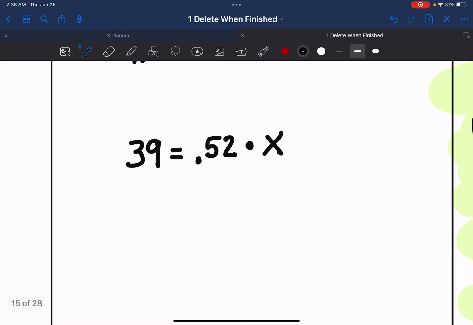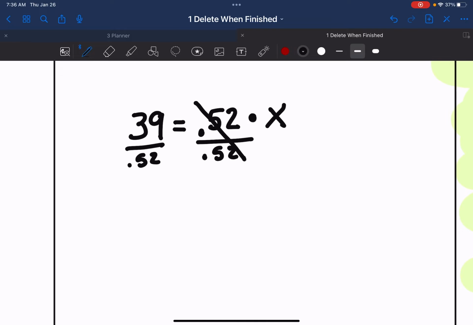So now I just got to get x by itself. What's happening to x? It's being multiplied by 0.52. The opposite of being multiplied by 0.52 is divided by 0.52. So this would turn into a whole, so that's gone. I have 39 divided by 0.52.